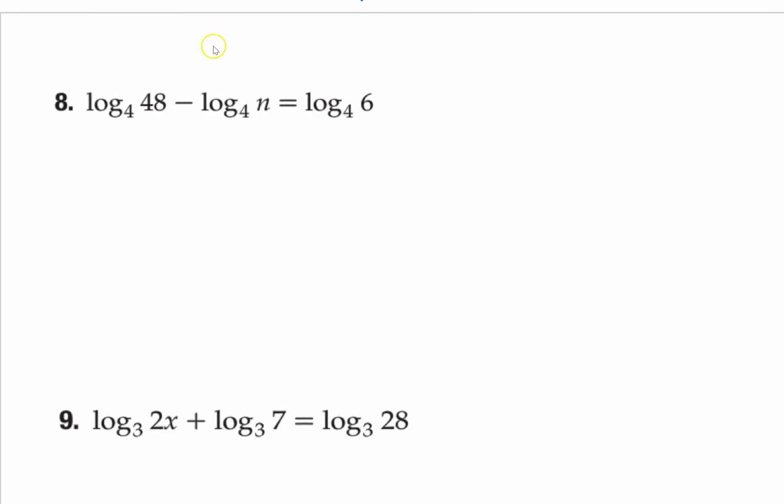So a few more to make sure we really got this. Again, I gotta condense. I can't do anything there. That's the lowest it goes. But on this, I condense it. A minus means divide. So log base 4. Remember, the negative is the one that goes on the bottom. So 48 over n equals log base 4 of 6. You take the same base of both sides. That's how we solve a log problem.